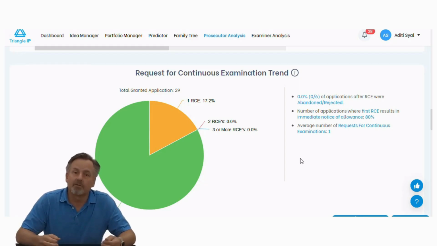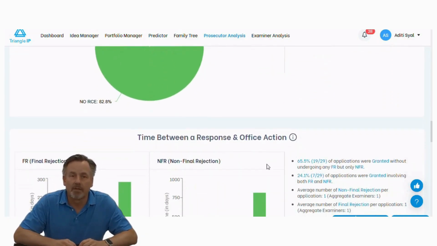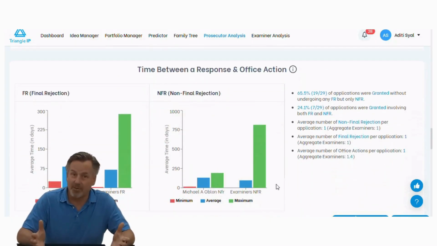After that, you'll see how quickly the prosecutor typically responds after receiving a rejection and how that compares to the examiners they work with. Two charts side by side, one for final rejections and one for non-final rejections, with minimum, average, and maximum turnaround times for both.